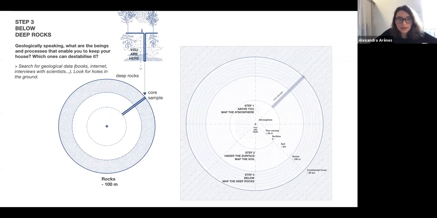So maybe here you can search for geological data in books or on the internet, or if you have the chance, interview some geologists. You can also look for holes in the ground. Maybe there is a mine or a quarry next to you. And maybe you can go down to 100 meters. It's deep, but with a geological map, you can find some interesting things to map.